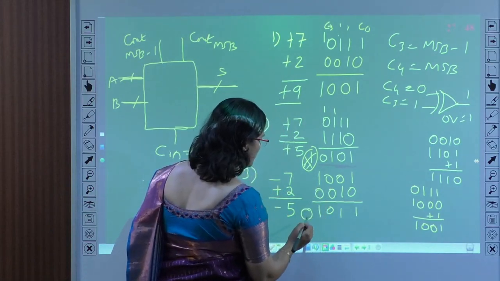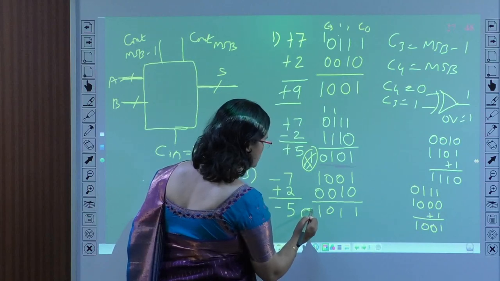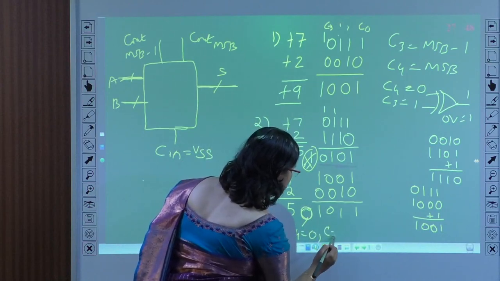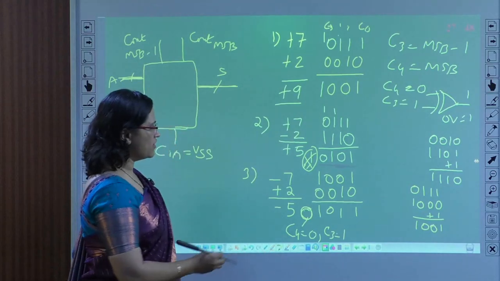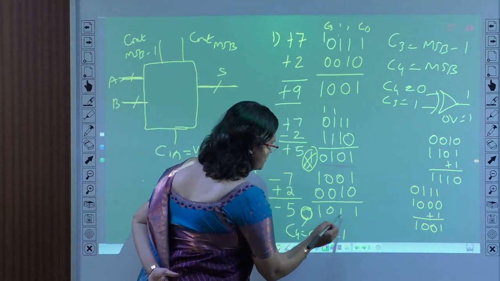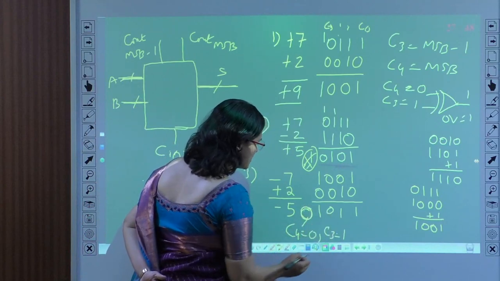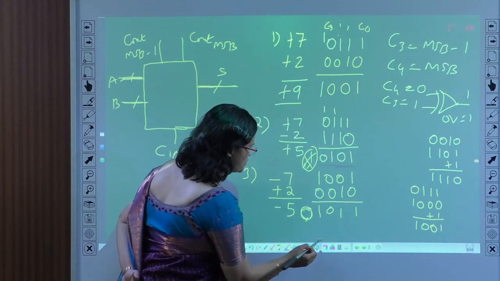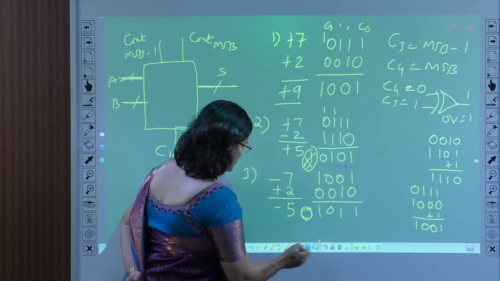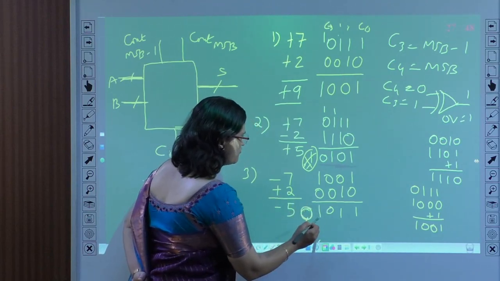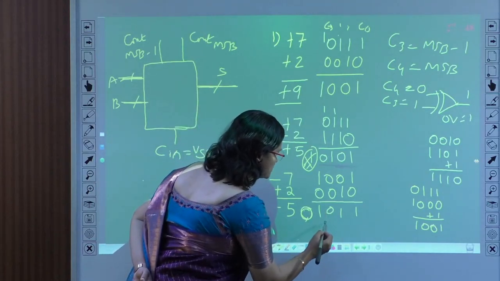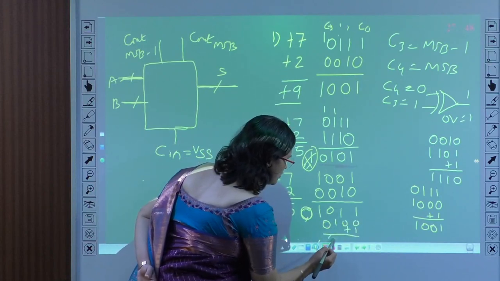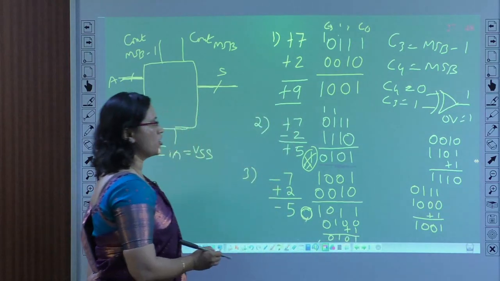So your carry will not be there. So the carry will not be there. So carry will be 0. So here C4 is equal to 0, whereas C3 is equal to 1. You can see here, since there is no carry, the answer will also be in the 2's complement form. So your answer will be in the 2's complement. Once again, you take the 1's complement, then if you add plus 1, you get back the original answer. So the answer will be in the 2's complement form.